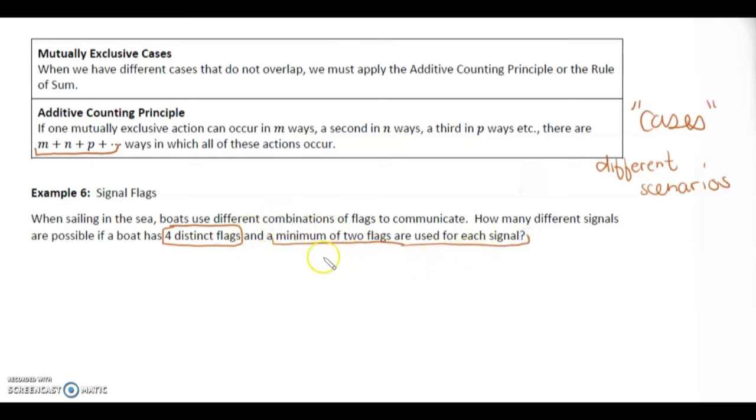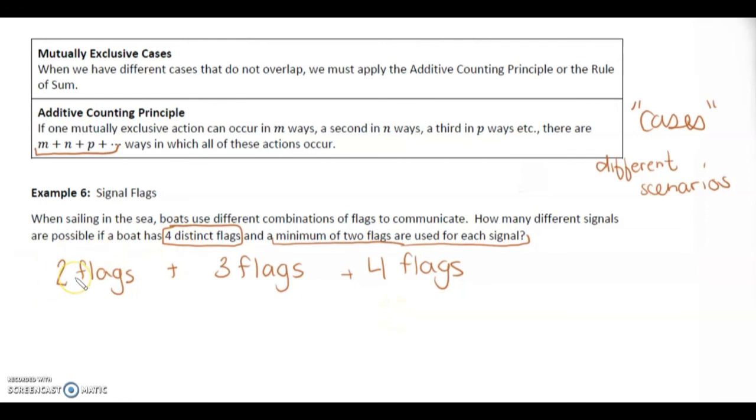When you think a minimum of 2 flags, we're thinking different scenarios here. How can I choose 2 flags? But the problem says minimum 2 flags, so you can also think, how could I choose 3 flags as well? And how many ways can I choose 4 flags? There are 3 different scenarios, 3 different cases here that we have to consider. And then all we're going to do is add them all up after.